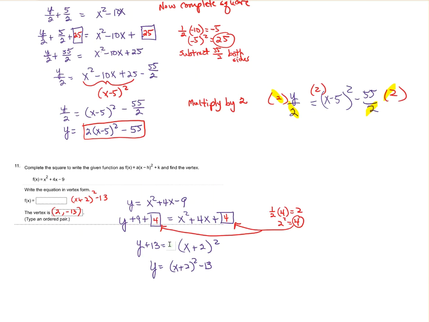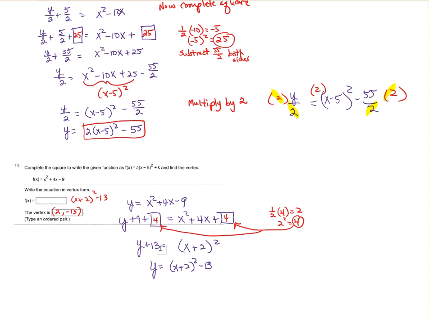Number 11. This should be a little bit easier. We're going to complete the square with y equals x squared plus 4x minus 9. We'll add the 9 to the other side. We have a box here, we have a box here. Half of 4 is 2, 2 squared is 4. I've put that over there. So that 4 goes there and there.